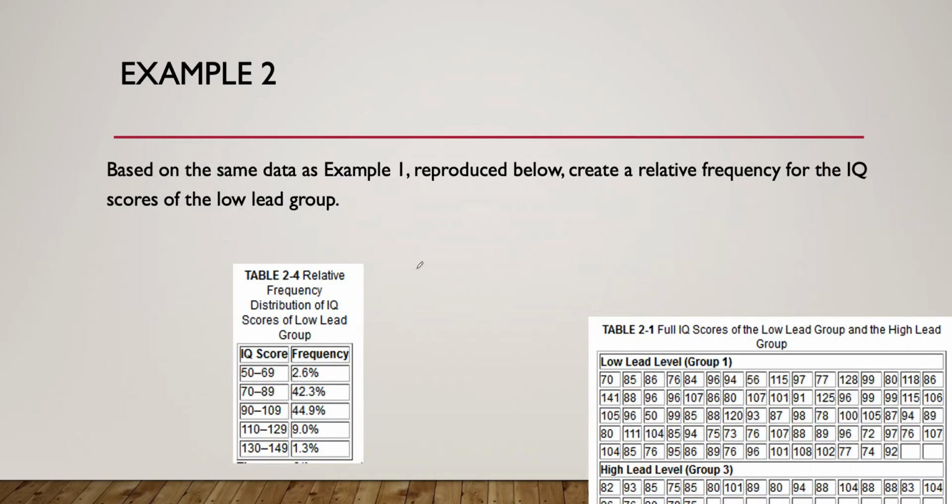So for example, that data set that we were just looking at a few moments ago, involving the low lead group IQ scores, we can write out each of those frequencies, the largest of which was that 90 to 109 IQ score.